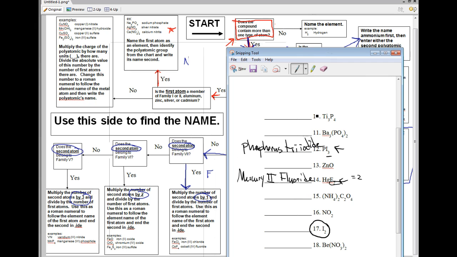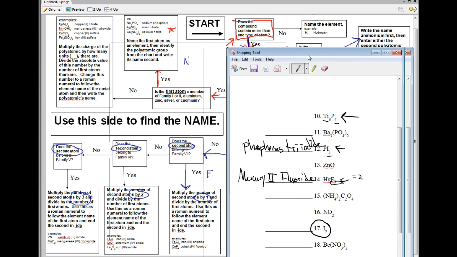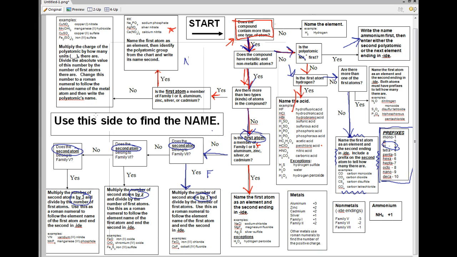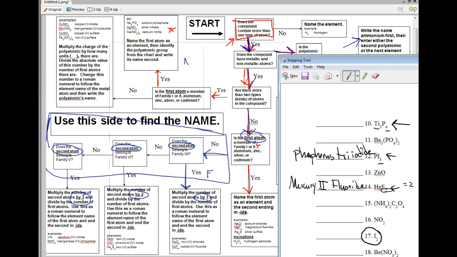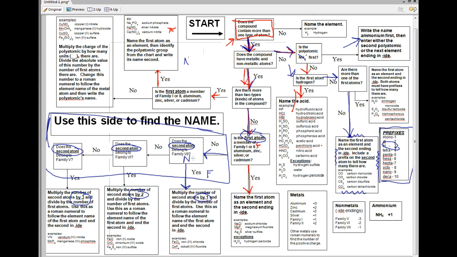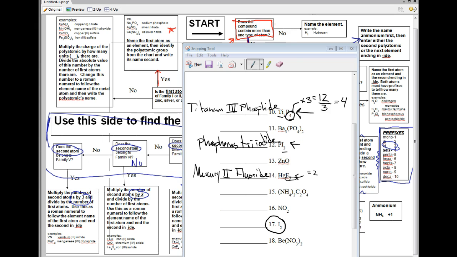All right, let's do one last one. Let's look at number 10 because it can be a beast. We have Ti3P4, metal, non-metal. So we're actually going to end up right back over in this region, but we'll end up in a different box. Now we're looking at the second atom. Is phosphorus a member of family 7? The answer is no. Is phosphorus a member of family 6?